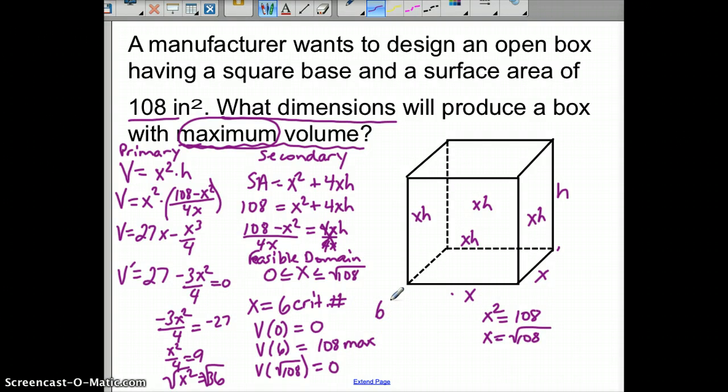These are inches. 6 inch by 6 inch by, and then we've got to figure out h. So go back to your equation here, when h is equal to 108 minus 6 squared over 4 times 6, which is going to be 3 inches. So that is the answer to the question. These are the dimensions that will produce a box with maximum volume.